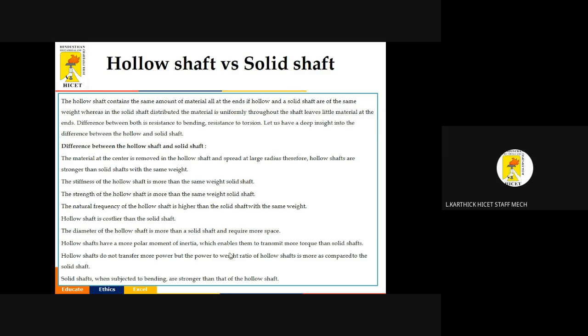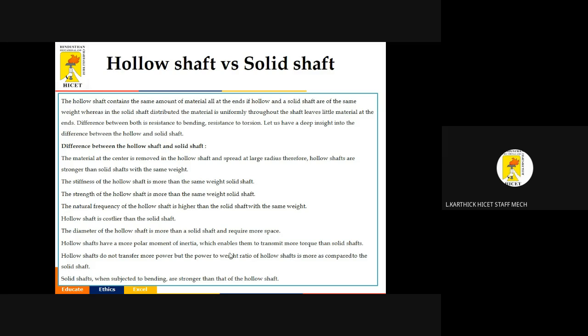The diameter of the hollow shaft is more than the solid shaft and it requires more space. Yes, it's quite typical. The solid shafts occupy less space than the hollow shafts, and the diameter of the hollow shaft is more than the solid shaft. Hollow shafts have more polar moment of inertia, which enables them to transmit more torque than the solid shafts. So this point is an important note. The polar moment of inertia is more in hollow shafts, so it transmits more torque than the solid shafts.